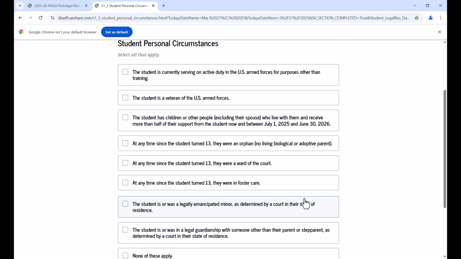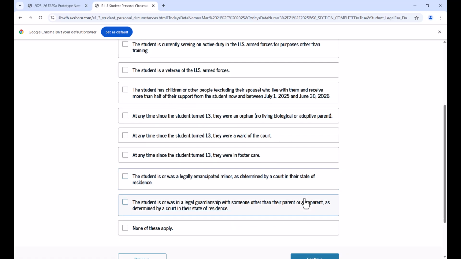Moving on to the next question. The student is or was a legally emancipated minor as determined by a court in their state of residence. Each state handles emancipation differently. So if there are any viewers here that are watching outside the state of Mississippi, definitely reach out to the colleges to which you are planning to submit your application to see how their financial aid offices handle emancipation in that state.